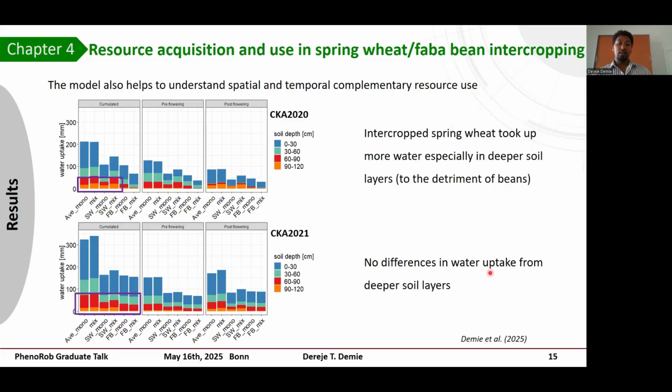Beyond that, the model also helps us to understand the spatial and temporal complementary resource use. Here I show one example related to water uptake in 2020 and in 2021. First of all, under limited precipitation, which is CKA 2020, there is higher water uptake from the deeper soil layer, from 90 to 120 centimeters deep, compared to CKA 2021, which has relatively high precipitation.